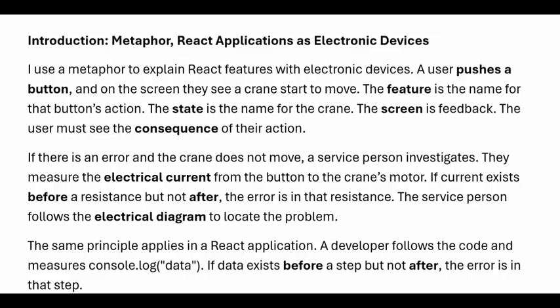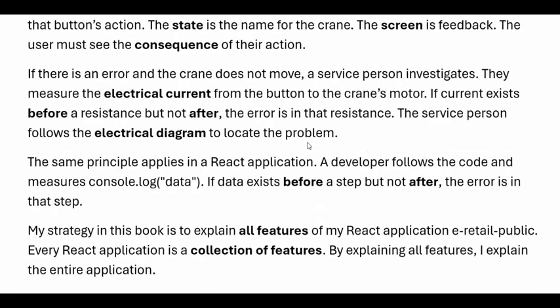If there is an error and the crane does not move, a service person investigates. They measure the electrical current from the bottom to the crane's motor. If current exists before resistance, but not after, the error is in that resistance. The service person follows the electrical diagram to locate the problem.